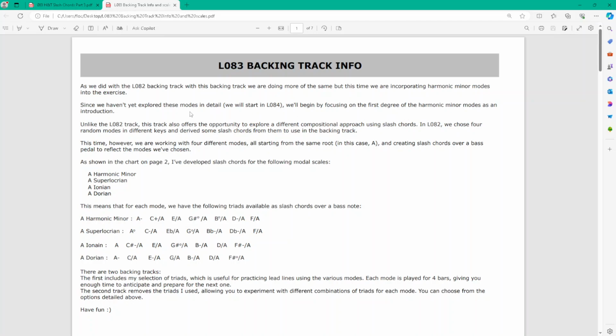Unlike the lesson 82 track, this track also offered the opportunity to explore a different compositional approach using slash chords. In lesson 82, we chose 4 random modes in different keys and derived some slash chords from them to use in the backing track. This time, however, we are working with 4 different modes, all starting from the same root, in this case A, and creating slash chords over a bass pedal to reflect the modes we have chosen. What that means is, for lesson 82, I don't remember off the top of my head, but we went F sharp Ionian, going into E flat Mixolydian, going into A Superlocrian.